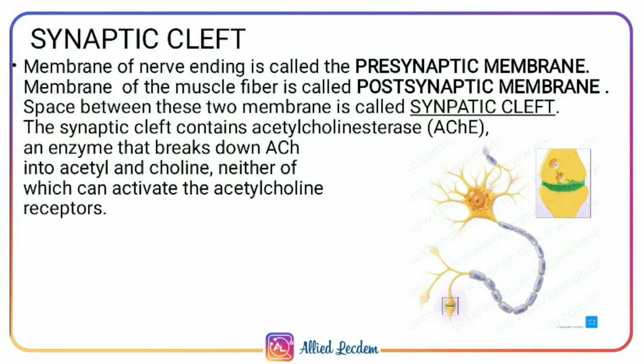Next is the synaptic cleft. We saw the membrane of the nerve ending is called the presynaptic membrane. The membrane of the muscle fiber is called the postsynaptic membrane. The space between these two membranes, that is, the presynaptic and postsynaptic membrane, is known as the synaptic cleft. The synaptic cleft contains an enzyme known as acetylcholinesterase, which helps in breaking down acetylcholine into acetyl and choline, neither of which can activate the acetylcholine receptor. As we could see in the image, the space between the presynaptic and postsynaptic membrane, marked in green, is the synaptic cleft.